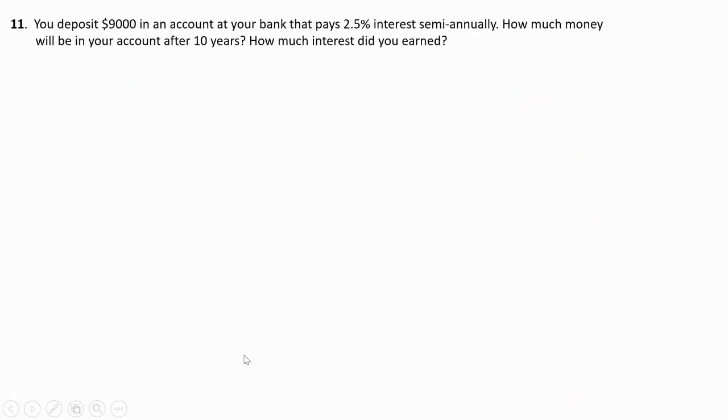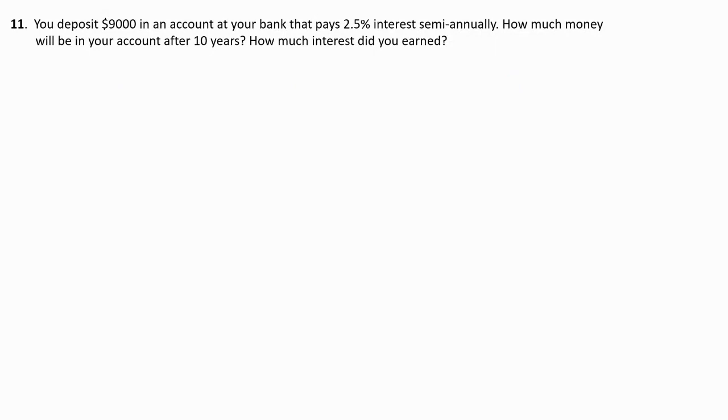Okay, let's go to number 11. Number 11 says you deposit $9,000 in an account at your bank that pays 2.5% interest semi-annually. How much money will be in your account after 10 years? How much interest did you earn? For some students, they get confused with these types of problems, guys, because they think it's the same kind of problem. But check this out, guys.